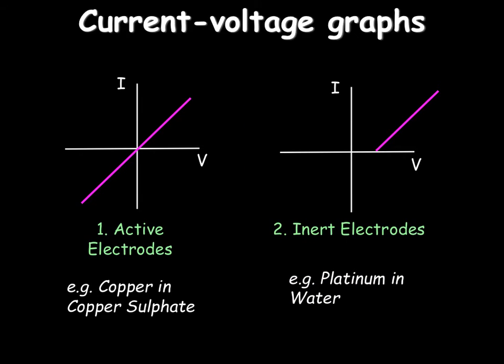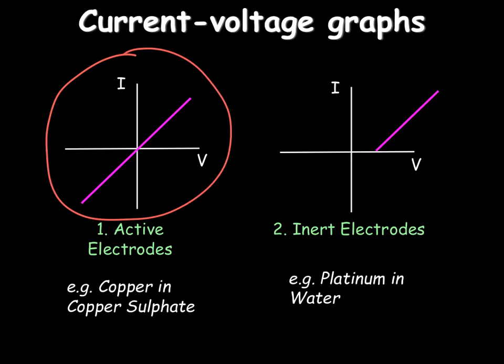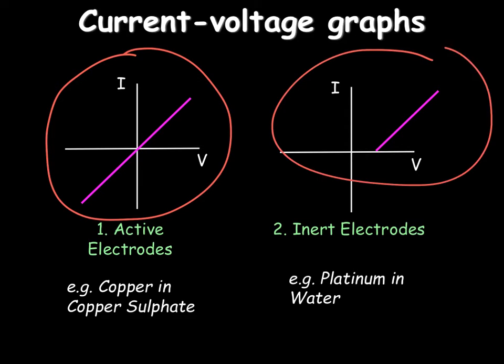So, now, copper, which is the one we investigate, has got active electrodes, so it obeys Ohm's law. Can you hear what I said about Ohm's law? A straight line through the origin? There it is. This is not a straight line through the origin. This is what's called inert electrodes.